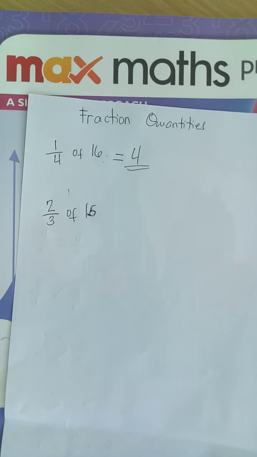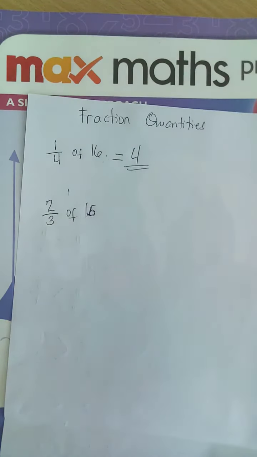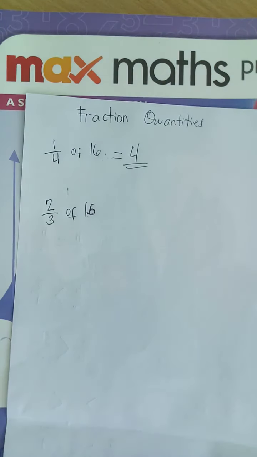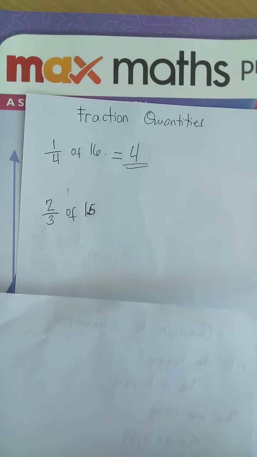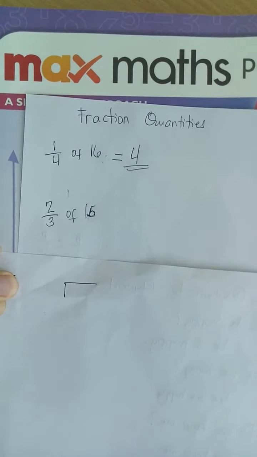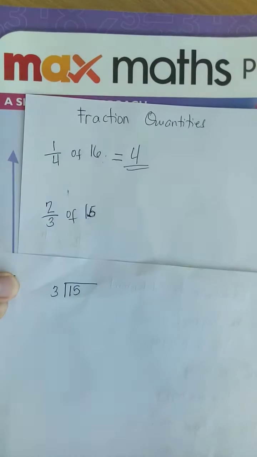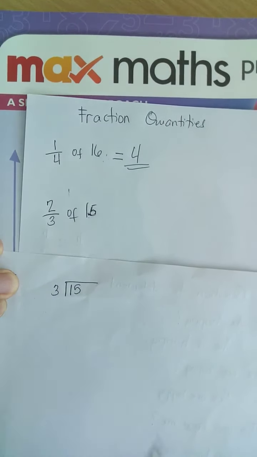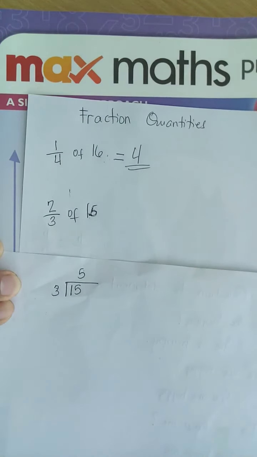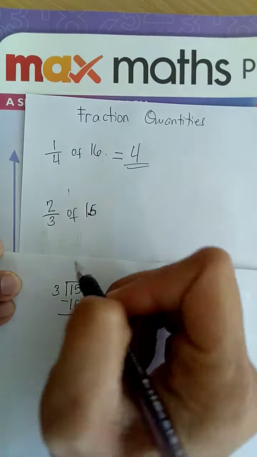So the first thing that we need to do, if our numerator is not 1, is the same as the first. We are still going to divide our number here by our denominator. Again, if you can memorize your times table, then you don't have to do the long division here. But if you don't, the long division is helpful. So 3 we put outside, and the 15 we put inside. So how many 3 is inside 15? Of course, there's 5. So 5 times 3 equals 15. Take away 0. So we have the answer 5 here.